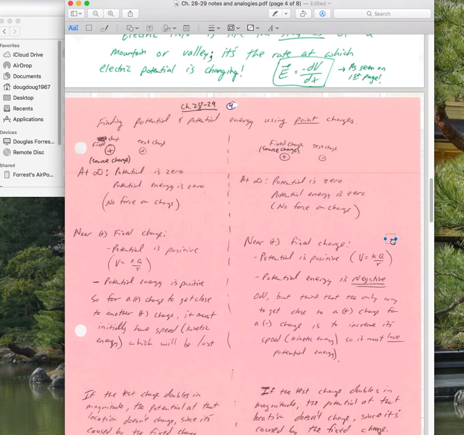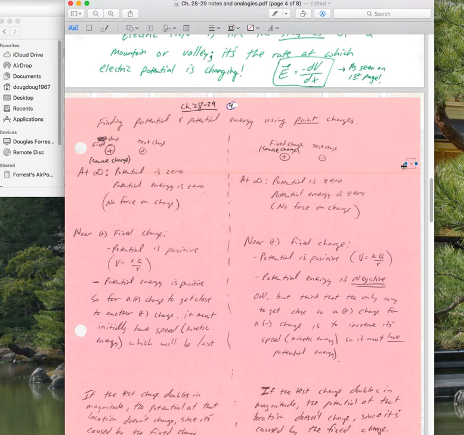So if we can define an infinite distance away as the electric potential energy being 0 because there's no interaction between this charge and this charge at infinity, as it gets closer and closer and the kinetic energy gets more and more as they're attracted more and more, then we're going to end up having more kinetic energy. And due to the law of conservation of energy, we obviously have to have a loss of something else, and that's electric potential energy.